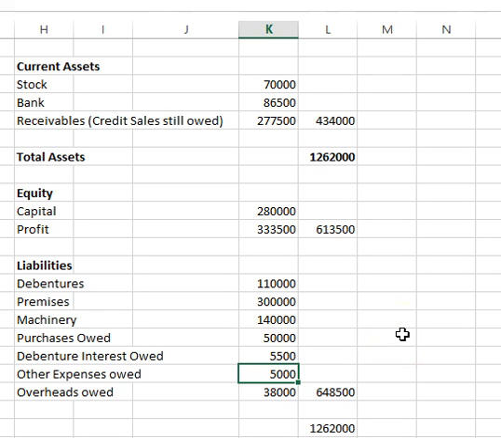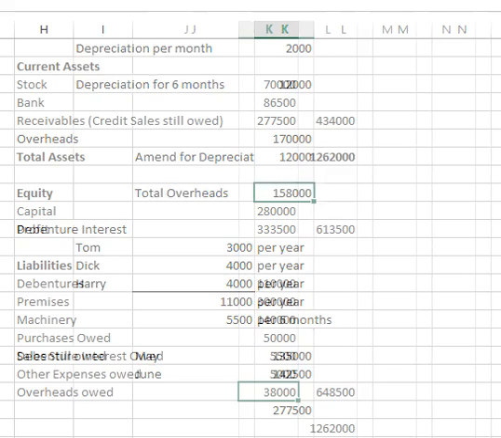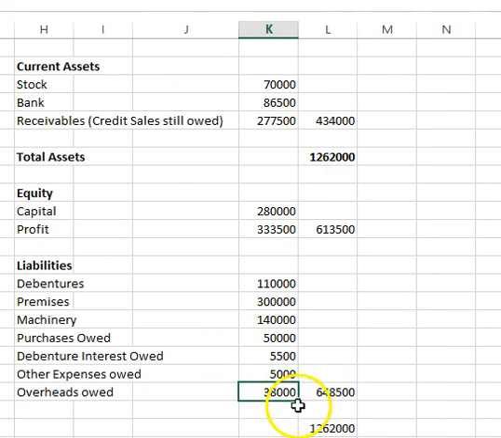Other expenses owed, again going back to the question, we are told that they are paid 1 month following. So we still owe for June other expenses, which is 5,000. Overheads owed are 38,000, and how we got that is our June overheads are 40,000, but we need to amend for 1 month's depreciation, and so we take 40,000 for June minus 2,000 depreciation, and again that 38,000 is not paid until July, so we still owe it at the end of June.